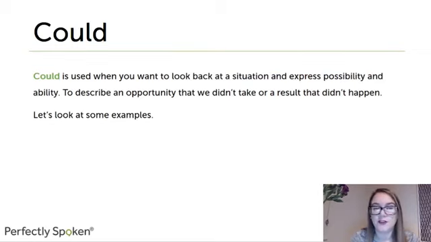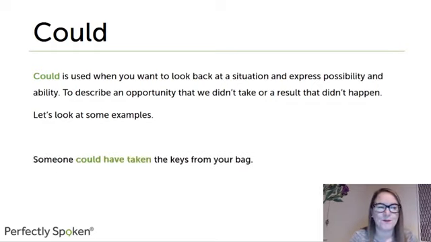So, could is used when you want to look back at a situation and express possibility and ability, to describe an opportunity that we didn't take or a result that didn't happen. Let's look at some examples to make this clear.